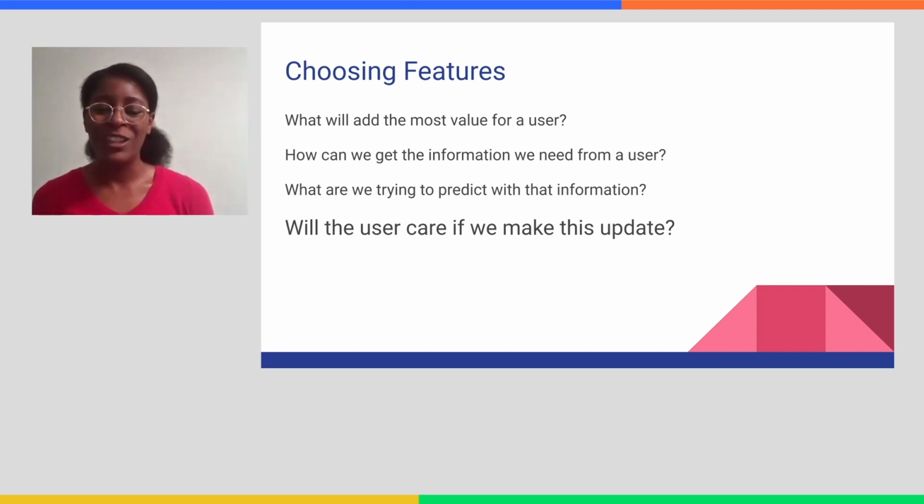And then one that we probably run into a lot with just JavaScript and web apps in general is, will the user actually care if we make this kind of update? That kind of goes back to what adds the most value for a user, because even if it does add value, if they don't care, then you might want to consider if it's worth all of the work and effort to build this model to make predictions for that. So make sure that any changes you make or any predictions you're trying to make are things that a user will care about when you apply them.